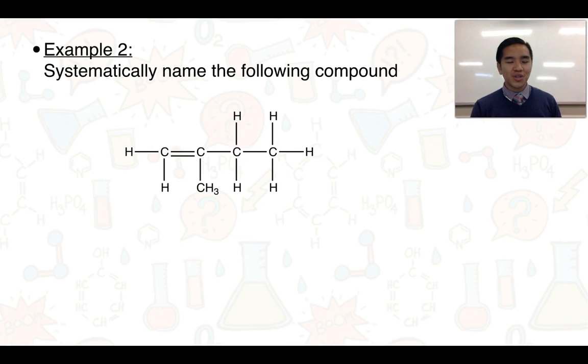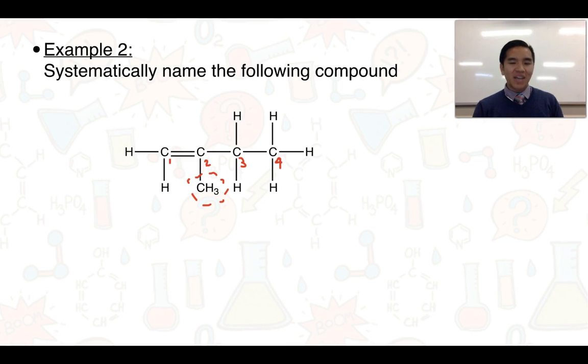Example number 2. So now we're starting to introduce some alkyl groups. We've got 4 carbon atoms in the longest chain, so it's going to be a but. Because it's got a double bond, it's going to be an alkene, so we've got a butene. This CH3 group is going to be a methyl group, and we want to number the carbons so that this double bond has the lowest possible number. So we need to number from left to right. The double bond is positioned between carbons 1 and 2.